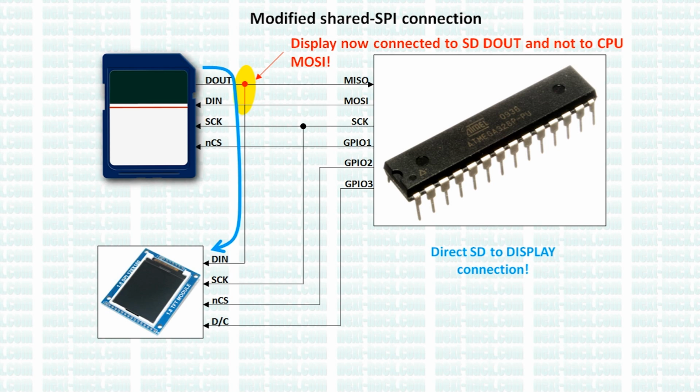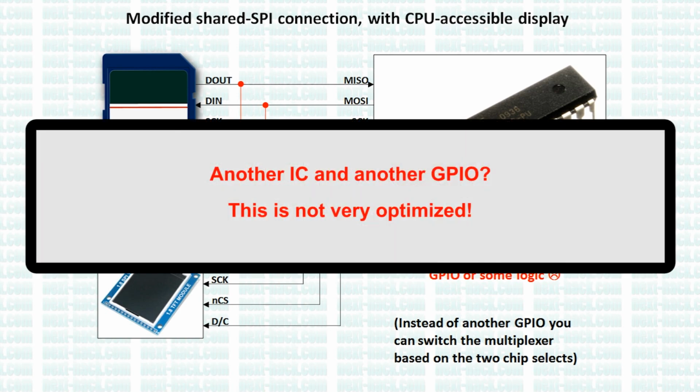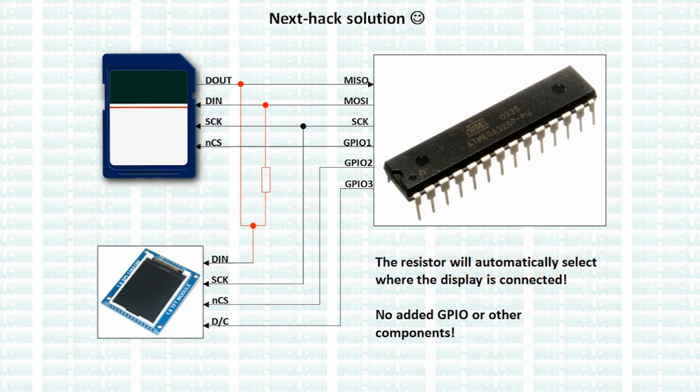The only problem of this solution is that with such a connection, the CPU can never access the display to properly initialize it. A quick workaround is to use a multiplexer and have another GPIO pin to select where the display data input line is connected to, the CPU or the SD card. But wait, another IC, another GPIO? We are from next hack, aren't we? We must find a much cleverer solution. A resistor. Let's explain how it works.